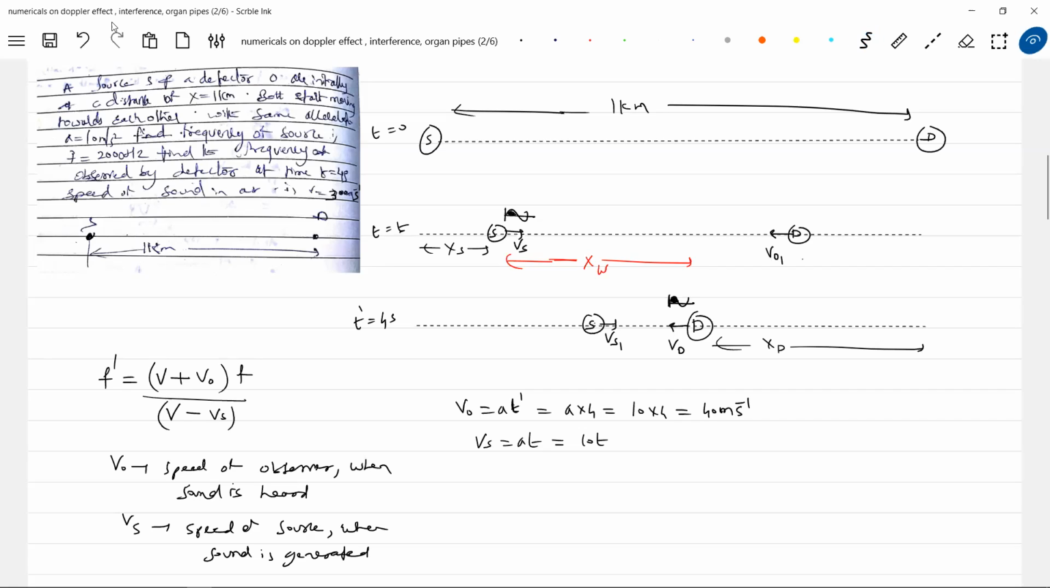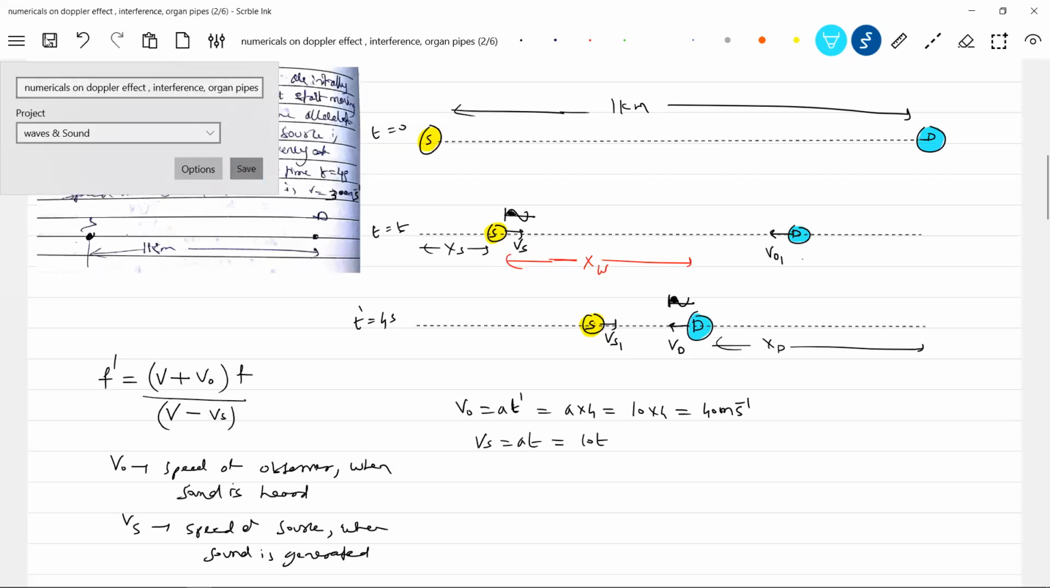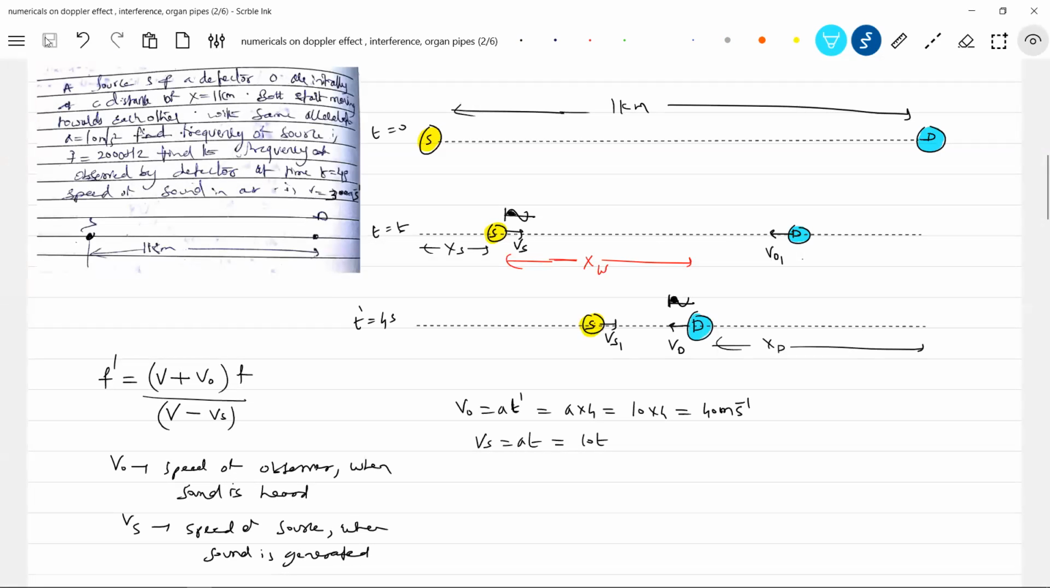How to find out that T? Anybody? Look at the diagram and analyze how to find out the time T. I have this 1 kilometer. So what is this 1 kilometer? You can write it as xs plus xw plus xd.